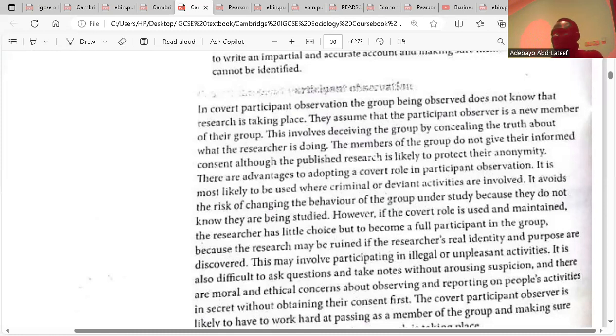The advantage of using the covert system is that it is useful when you are investigating or researching crime or deviance, to be more valid. So when you are investigating crimes or deviance, that gives you ample opportunity to know more about what you need to know.